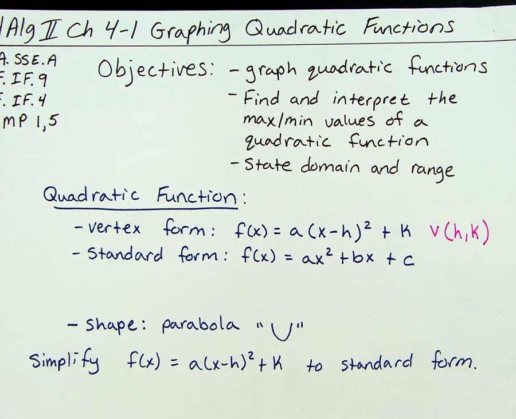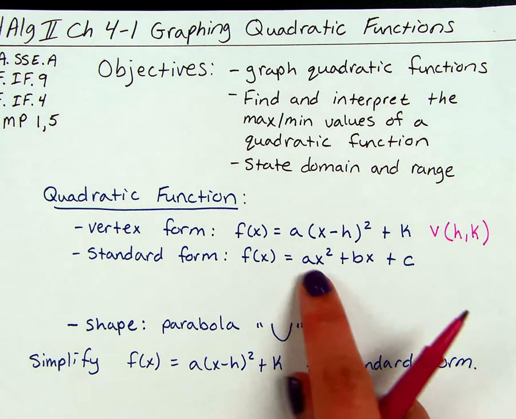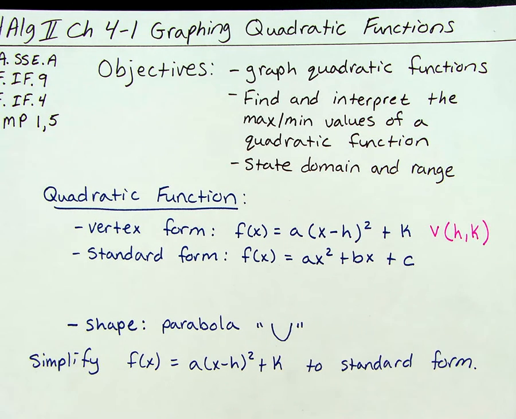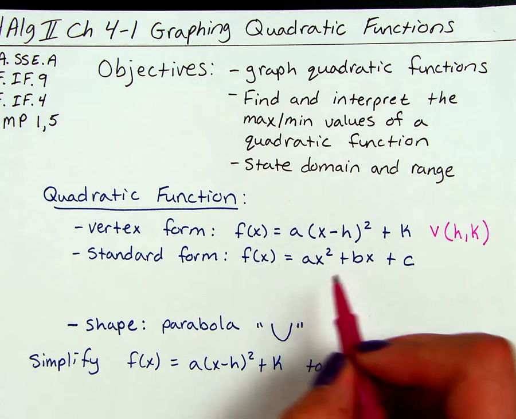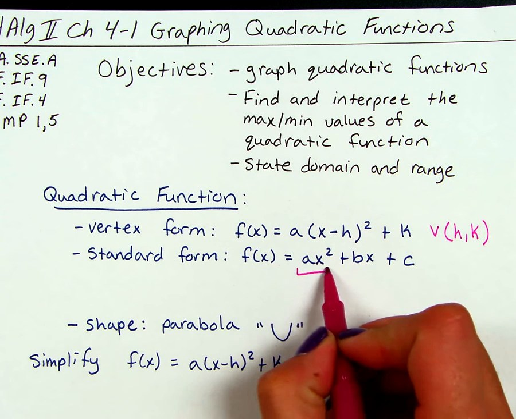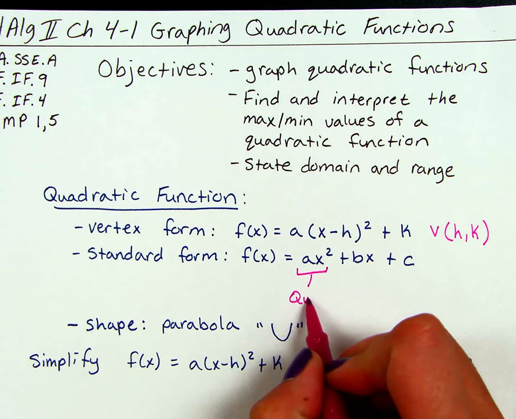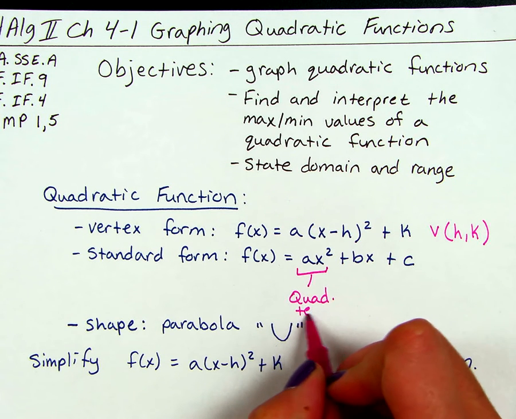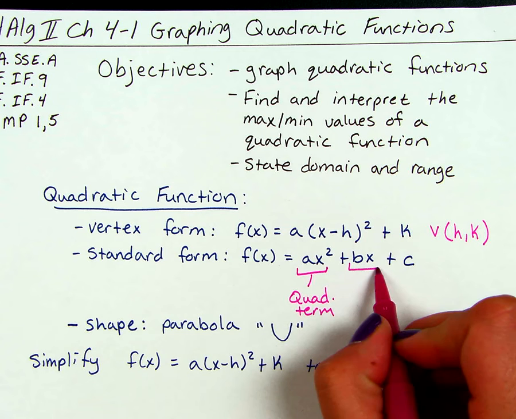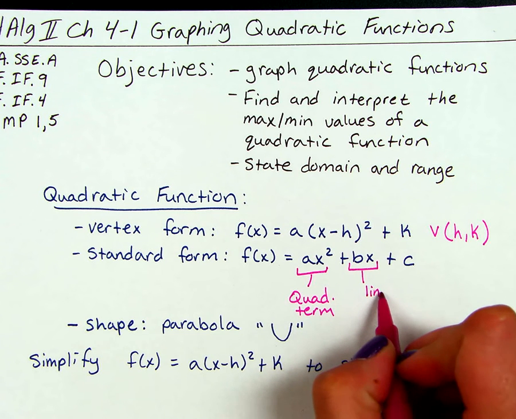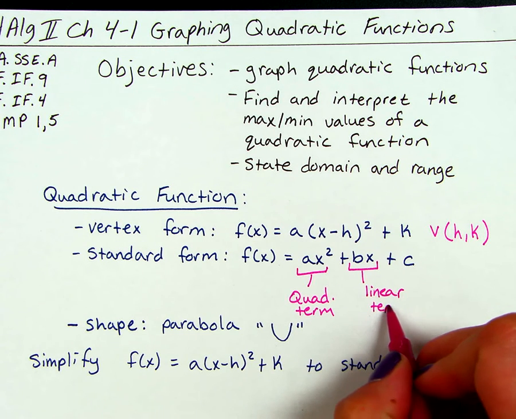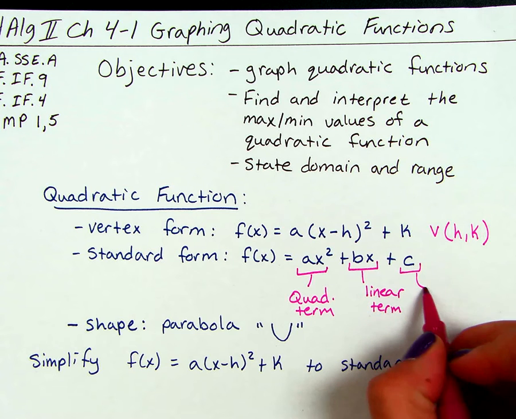Now we also have standard form, where we would have ax squared plus bx plus c. This is the simplified version of the vertex form, and we're going to talk in a minute about how those two are related to each other. When we're looking at standard form, this first term is our quadratic term. The second one is our linear term. And the very last one is just a number, so that is our constant.